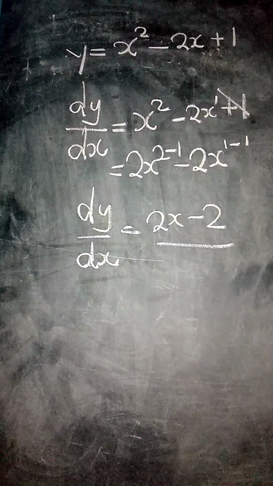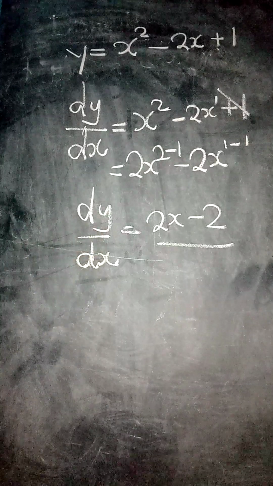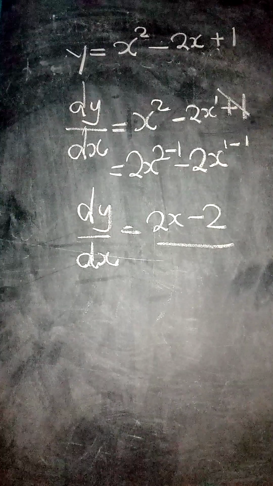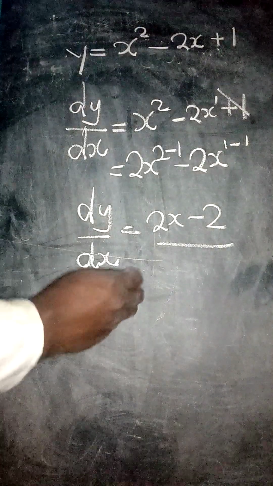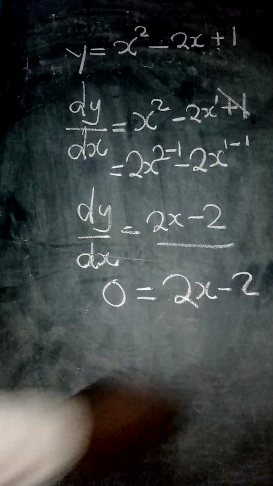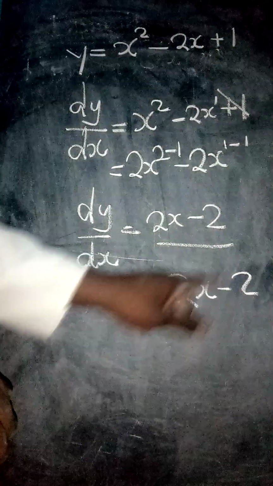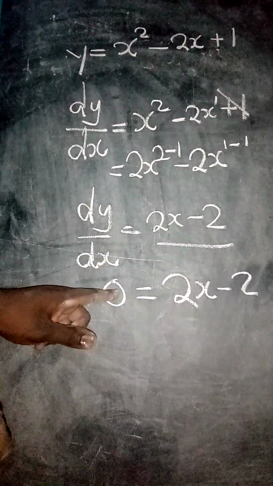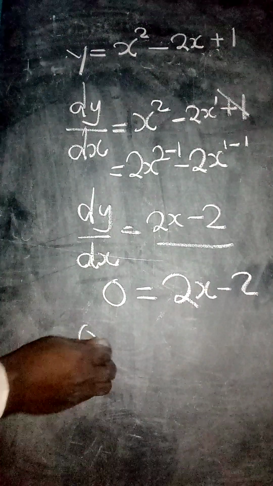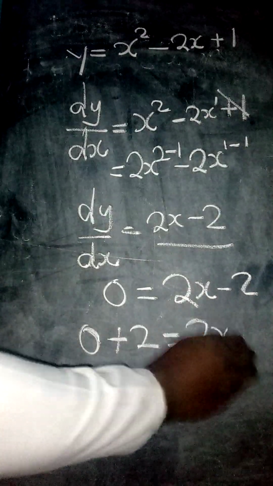Okay. So at this stage, this is where you are going to introduce 0, since the gradient of the stationary point is always 0. So you say 0 where there is dy dx, 2x minus 2. So for you to find the value of x, what are you going to do? You're going to collect the right terms. Since here we have 0, you say negative 2 to close the equal sign. It will be 0 plus 2 equal to 2x.